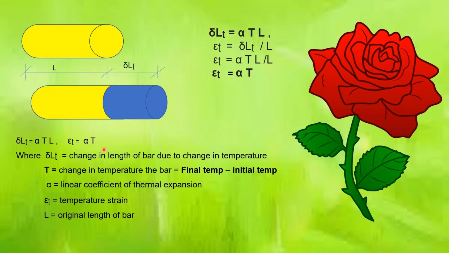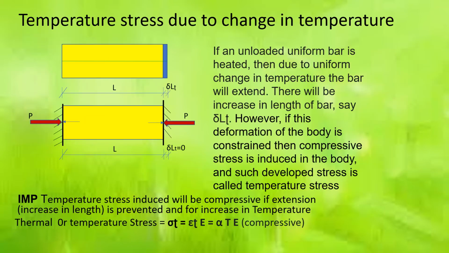So these are the formulas here, where delta LT is the change in length of the bar due to temperature change, T is the change in temperature of the bar, which is final temperature minus initial temperature, alpha is the linear coefficient of thermal expansion, epsilon T is temperature strain, and L is the original length of the bar. Now let us see how the stress is induced due to temperature change.